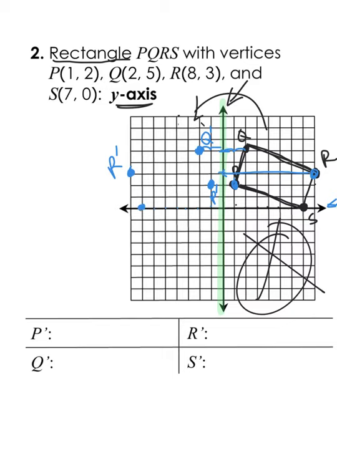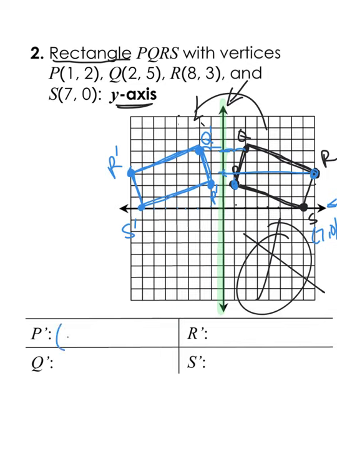How did I know that? Because I remember S being 7, 0, so it's going to be back 7 to -7. So that's S prime. Connect them, make sure you actually drew a rectangle or whatever the shape is, and then make sure you just give it a good visual and look at it and say, okay, that does look like it's reflected. So now label the points.